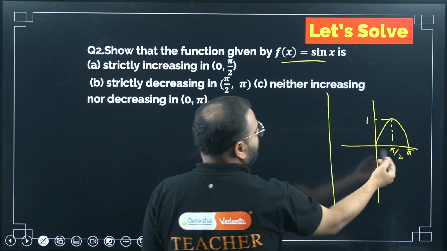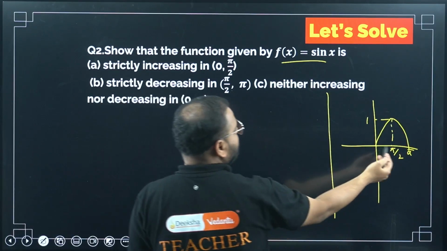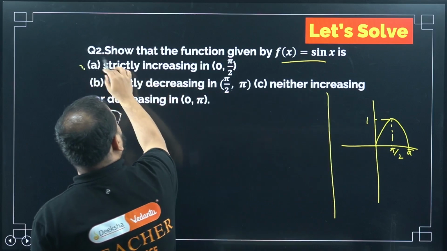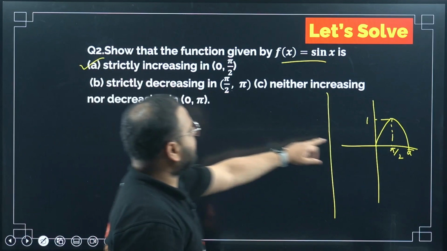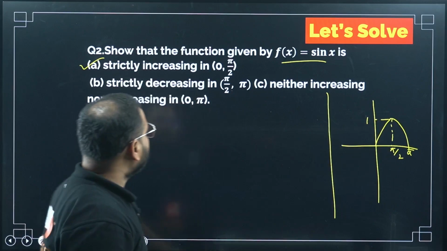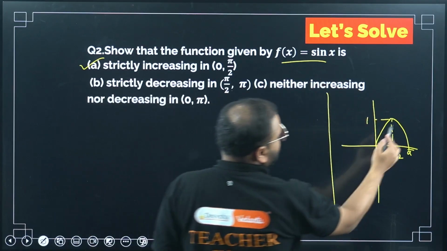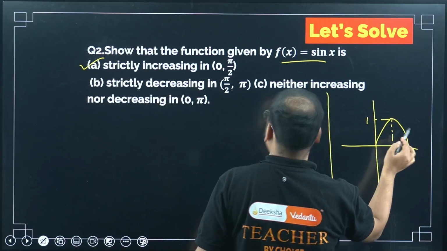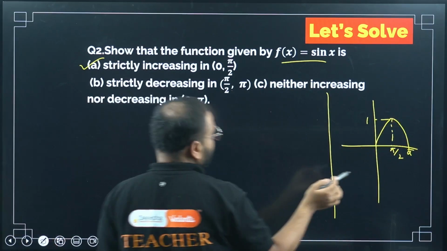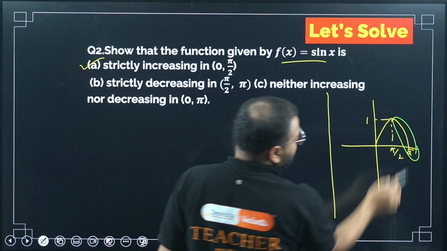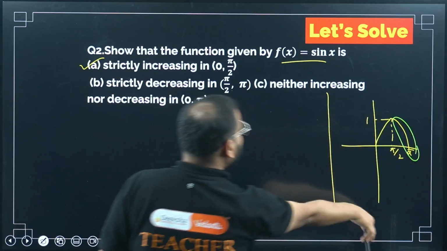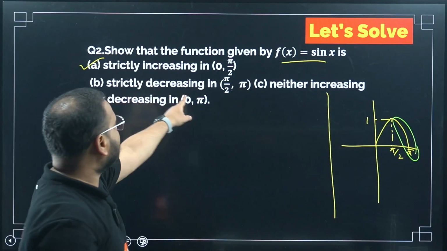0 to pi by 2. What's the trend? Increasing, right? Strictly increasing. Please check here, 0 to pi by 2, it's increasing. Again, pi by 2 to pi. Only this part you look at. What's happening on this part? The function is coming down, so decreasing. So I proved it to be strictly decreasing over here.